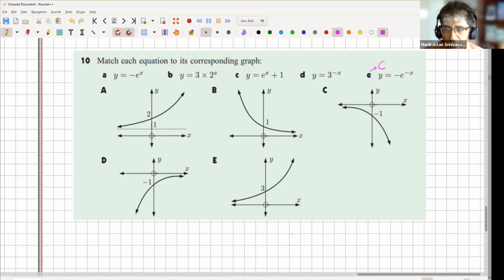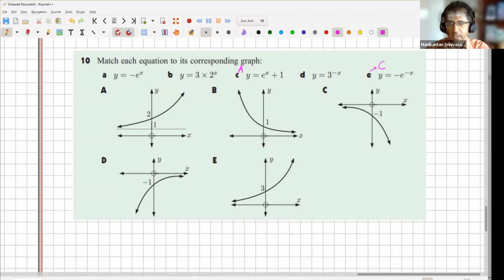Okay, Avya, do you agree with this one, right? Minus e power minus x. It's an inverted one. Okay, why don't you pick another one, Avya? So small c is a. Small c is a, exactly, right? It's the same e power x lifted up by 1.